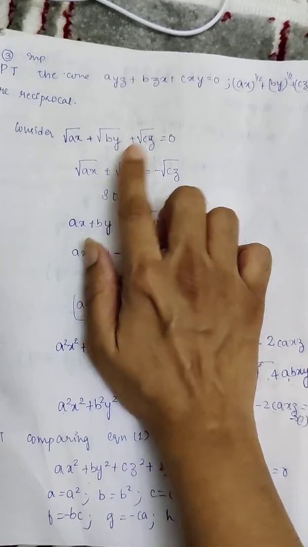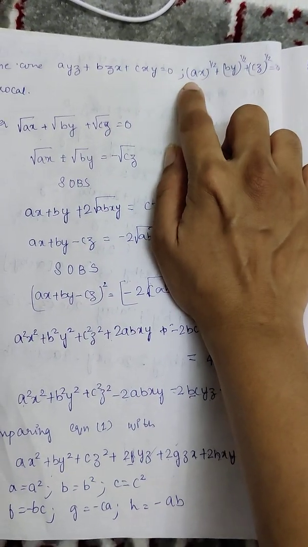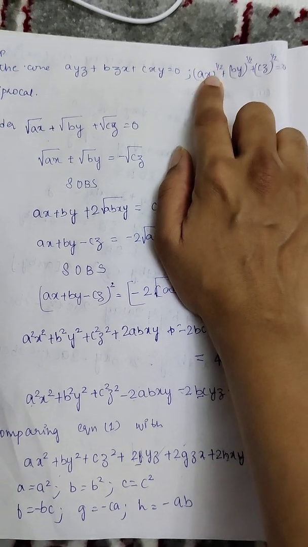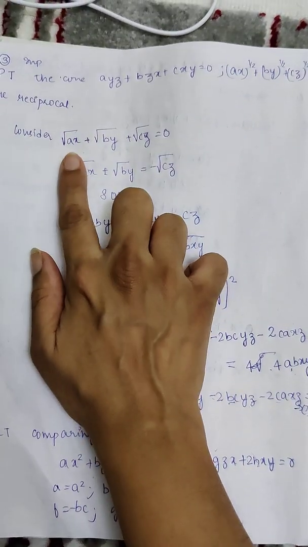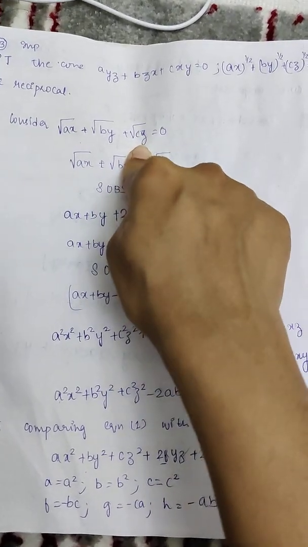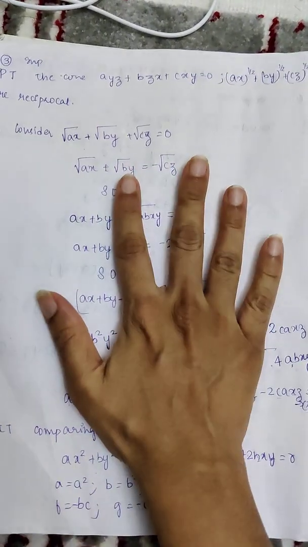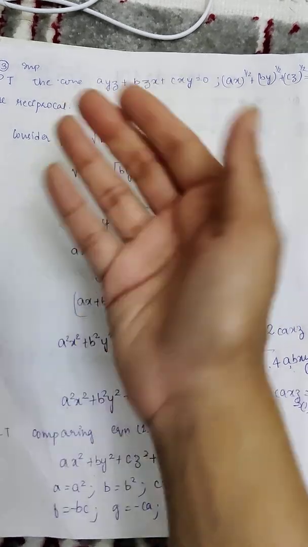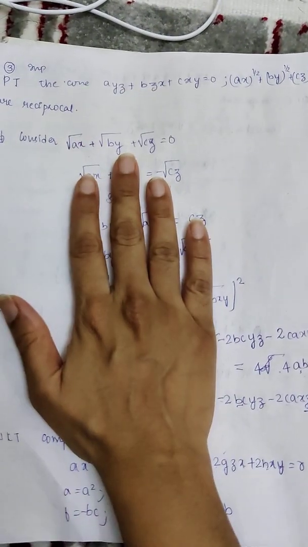root ax plus root by. If you observe, this is in the form of ax to the power of 1/2. The power 1/2 is nothing but the under root. So it is the under root of ax plus the under root of by plus the under root of cz. For the general equation girls, this abc should not be in the square root. So I want to get rid of the square root, so I'm going to square on both sides.